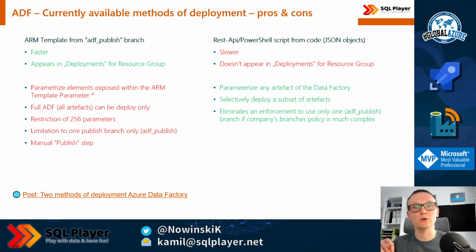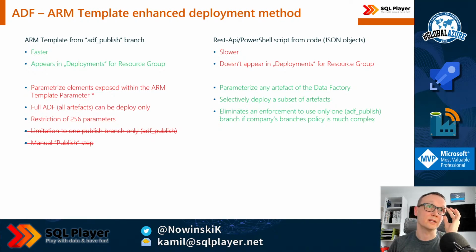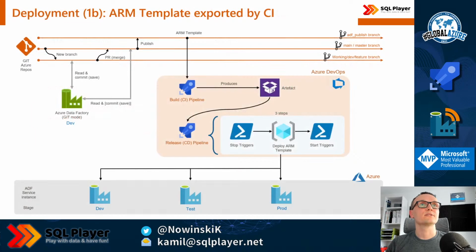And this manual step: if you wanted to publish, you had to manually click the publish button in the UI in the browser. This was eliminated by Microsoft a few months ago, because right now, as I mentioned in the earlier slide, you can automate this process and export ARM templates with the library. I will show you that in a minute during the demo. So that's mainly the pros and cons of those two methods.